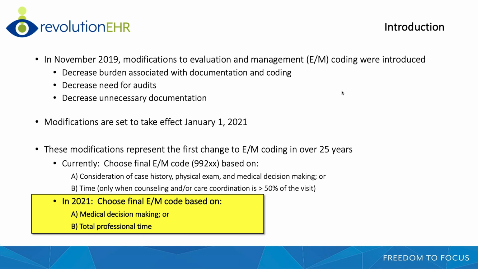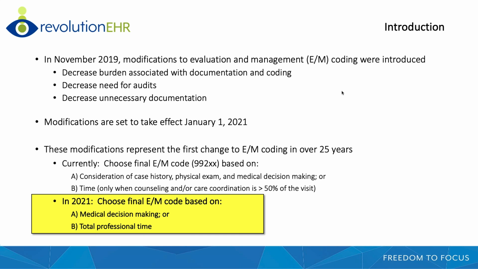You'll note, though, because case history and physical exam are not there, that is not the AMA or CPT saying you don't need to do those things. It's simply saying that those components, case history and physical exam, can be documented as medically necessary, and then your final code selection is going to be based on medical decision-making alone.